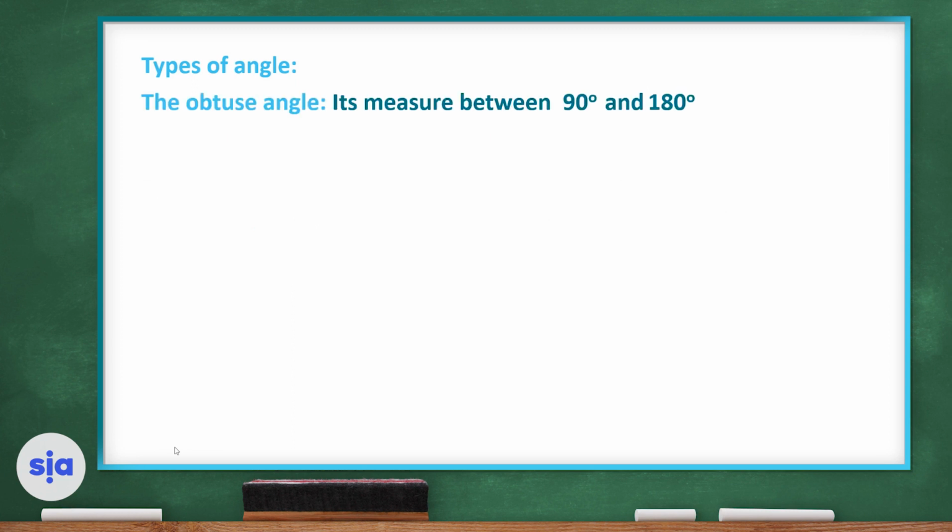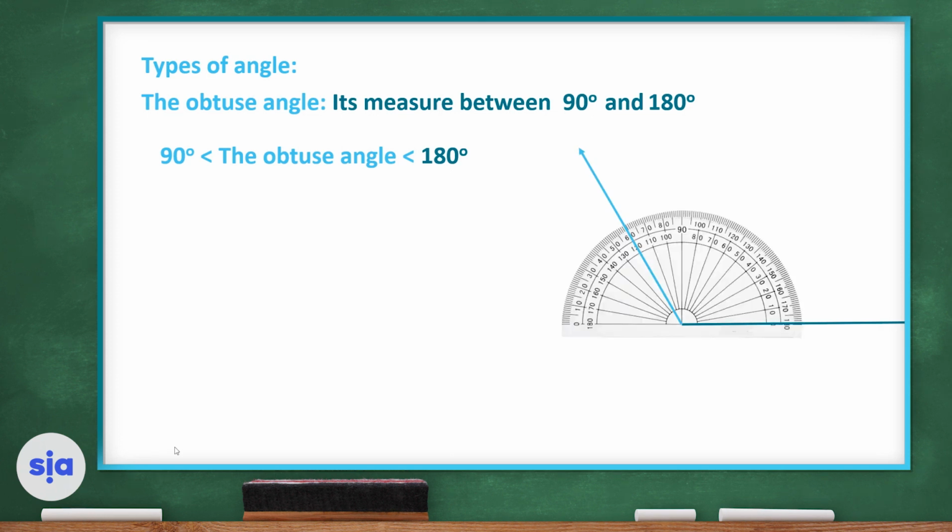The next type of angle is the obtuse angle. The obtuse angle is an angle that has a measure between 90 degrees and 180 degrees. Let's see how it looks. This is one of the sides. Here's the other side. If you get the measure in this one, it will be 120 degrees, which is more than 90 and less than 180.